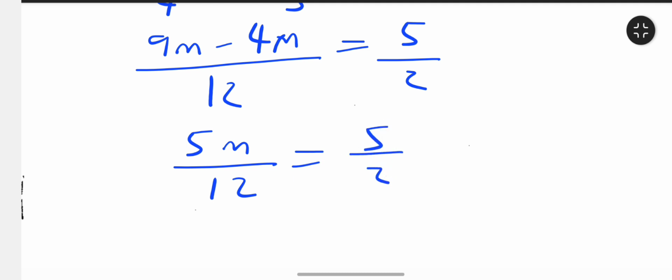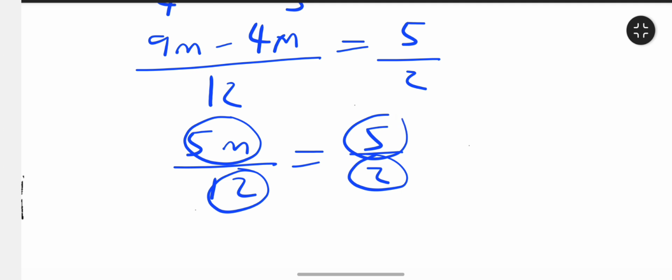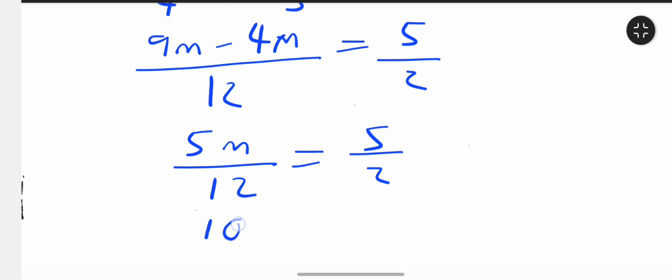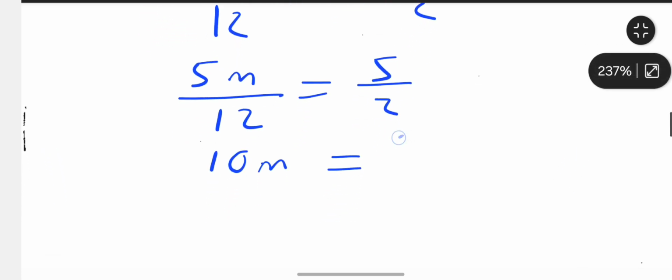So in this case, we have been talking about this, right? So we now cross multiply. So 5m is going to be multiplying by 2, then 12 is going to be multiplying by 5. So 5m times 2, we're going to get 10m. Then say 5 times 12, we're going to have 60.